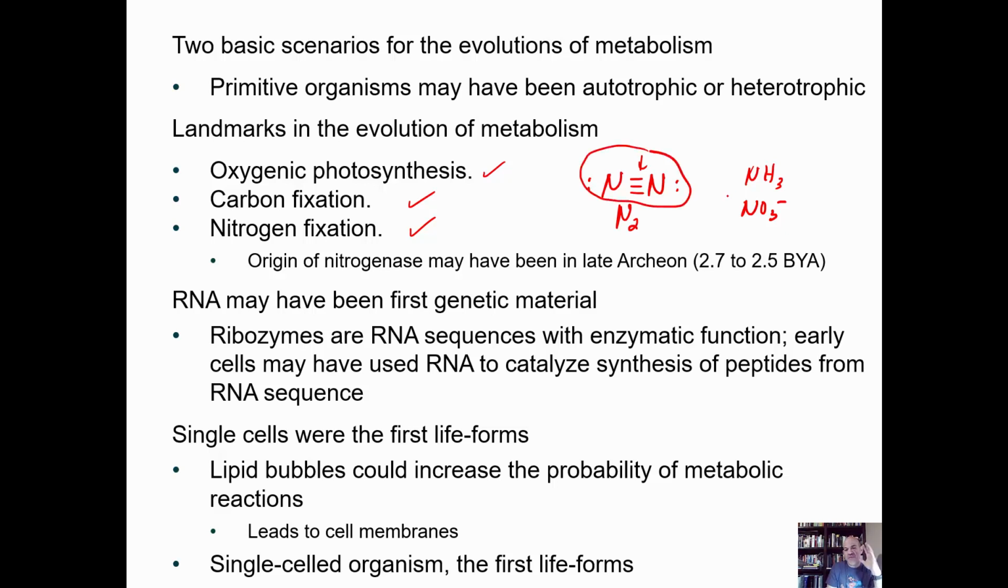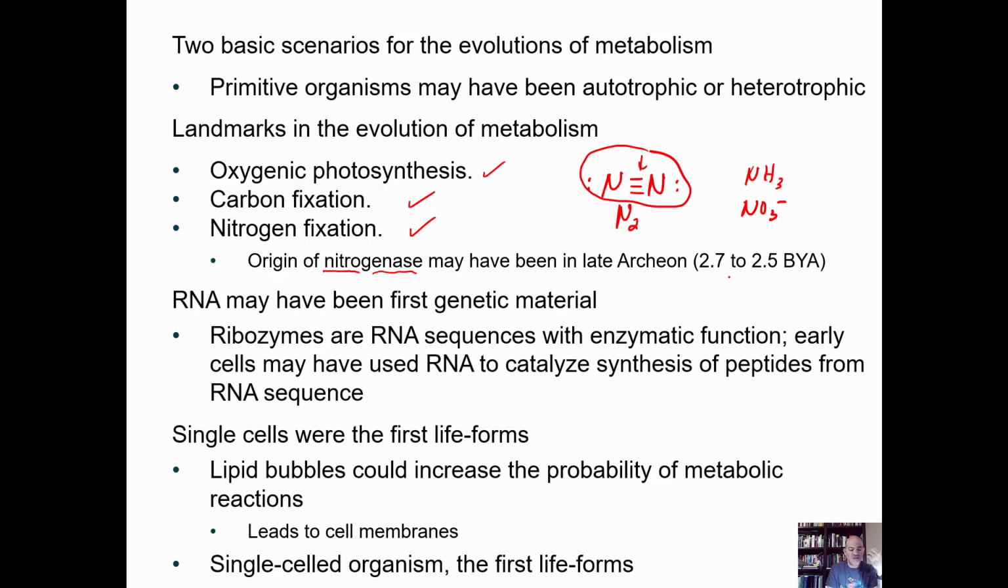So you had to have organisms that evolve an enzyme. And today we know that there are bacteria that produce an enzyme called nitrogenase. And there's some evidence to support that this particular enzyme may have evolved as early back as the late Archean, some 2.7 to 2.5 billion years ago.